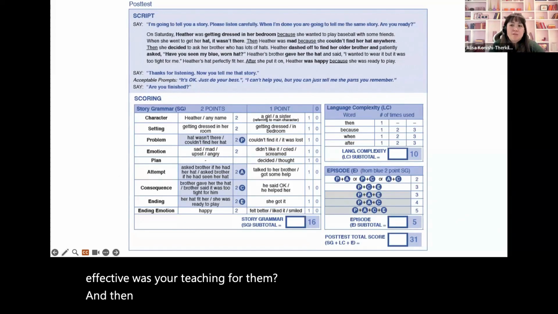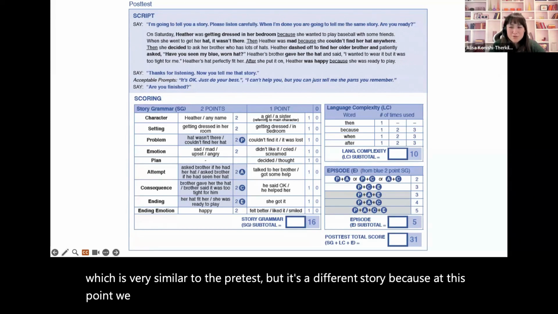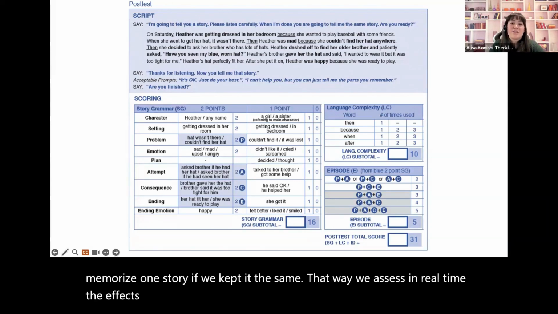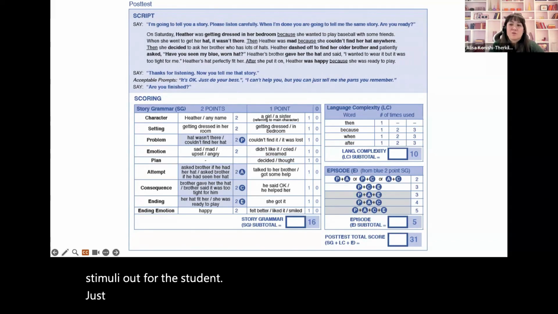And then after you fill out the responsiveness scale, you do a post-test, which is very similar to the pre-test, but it's a different story. Because at this point, we would probably just end up measuring the child's ability to memorize one story if we kept it the same. That way, we assess in real time the effects of instruction on the child's ability to retell a novel story. I do think it's important to note that with this post-test, you do not have any stimuli out for the student. Just like the pre-test, there are no pictures and no icons to go with it.